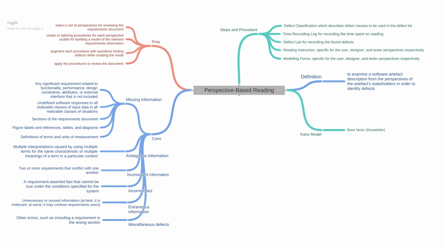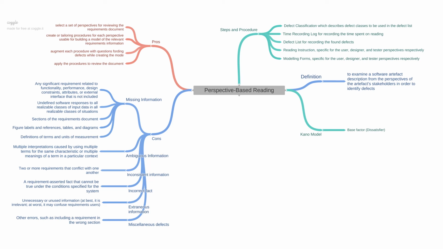The second point for cons is ambiguous information: multiple interpretations caused by using multiple terms for the same characteristics or multiple meanings of a term in a particular context. The third point for cons is inconsistent information: two or more requirements that conflict with one another. The fourth point for cons is incorrect fact: a requirement asserted fact that cannot be true under the conditions specified for the system.